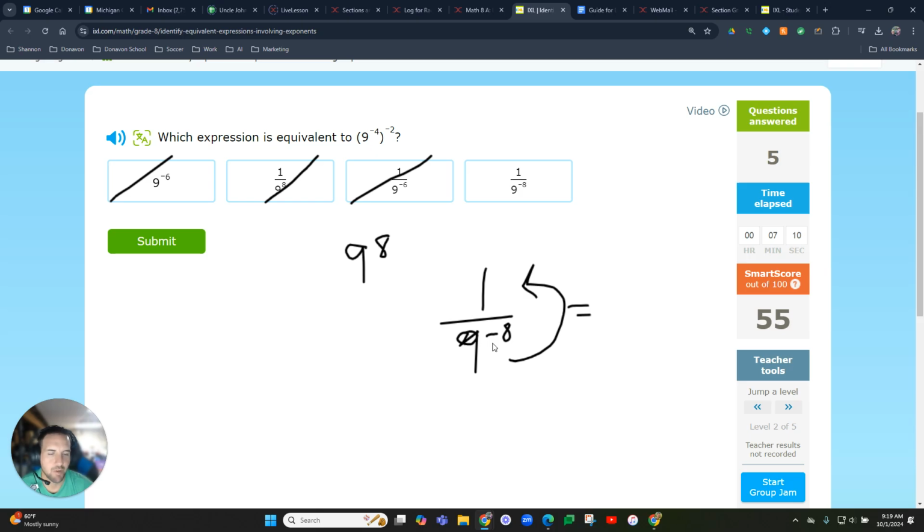So if you have a negative exponent in the denominator, you can flip it up to the numerator and make it positive. Or if you have a negative exponent in the numerator, you can flip it to the denominator and make it positive. So when you have a negative exponent, you just flip it from the numerator to the denominator or denominator to the numerator and then make it positive. All right, so in this case, this would be equivalent to 9 to the 8th. So this one has to be our answer. So 1 over 9 to the negative 8th is equal to 9 to the positive 8th.